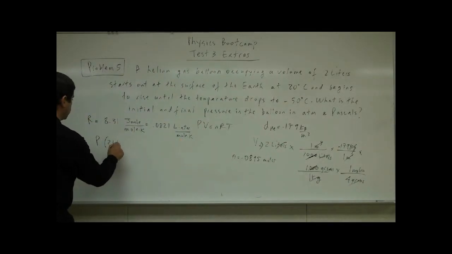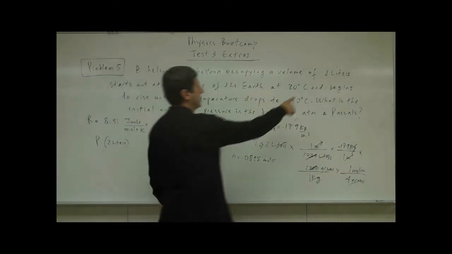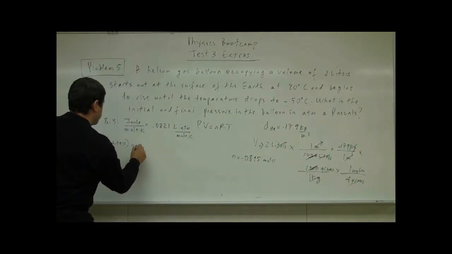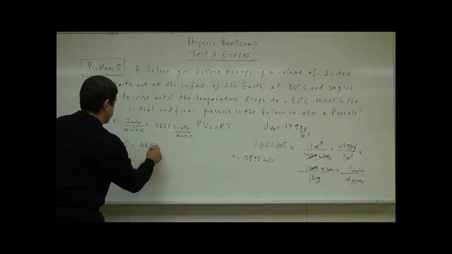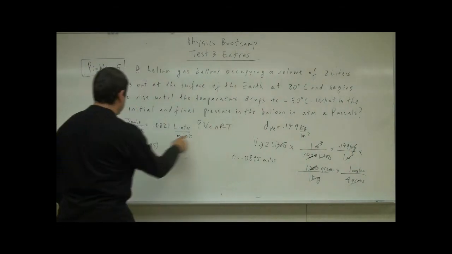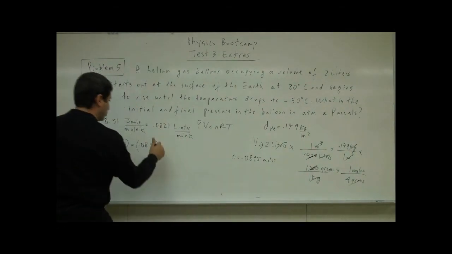So we could say P, the volume, is equal to what? 2 liters, for the volume, as was given here. The number of moles, 0.0895. Okay, the R is equal to 0.0821.